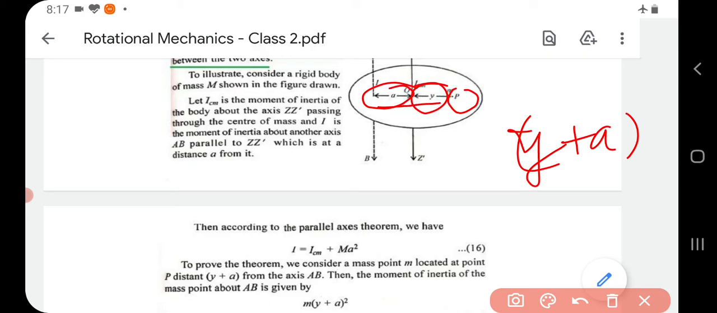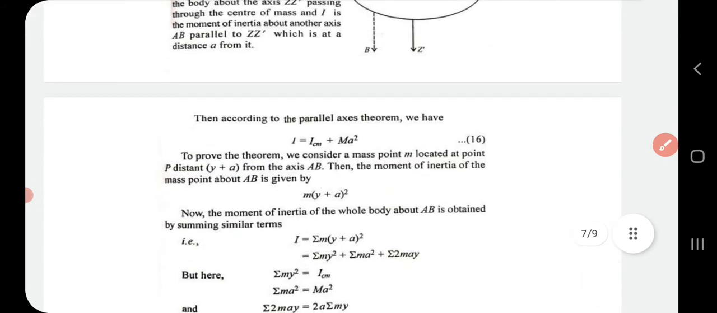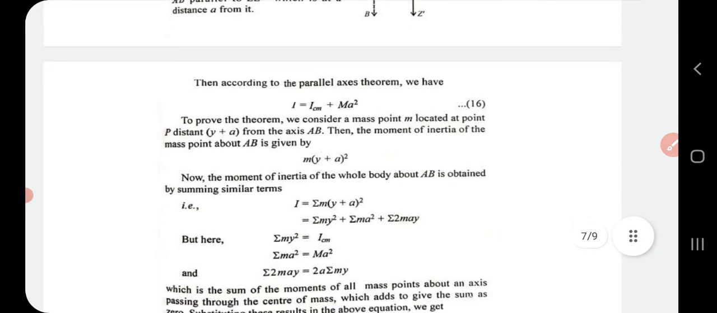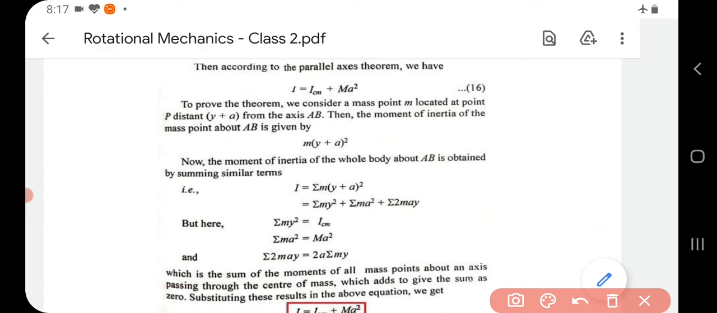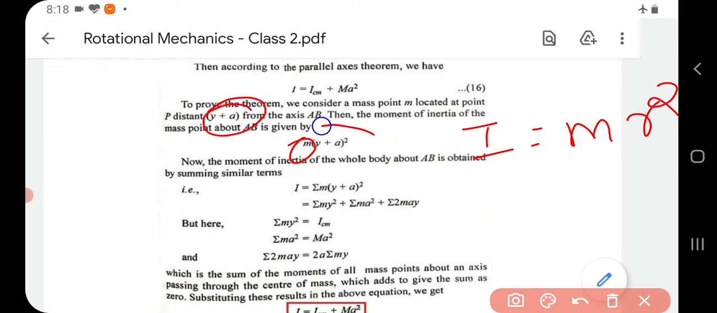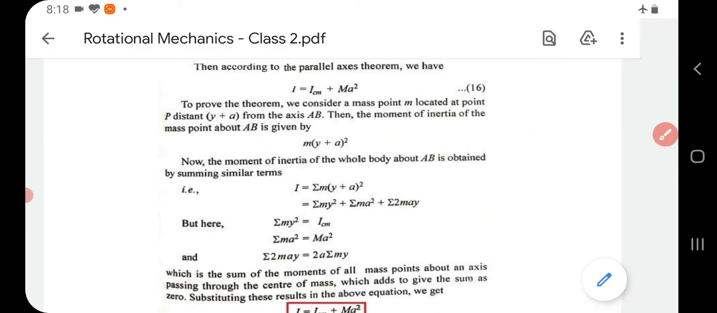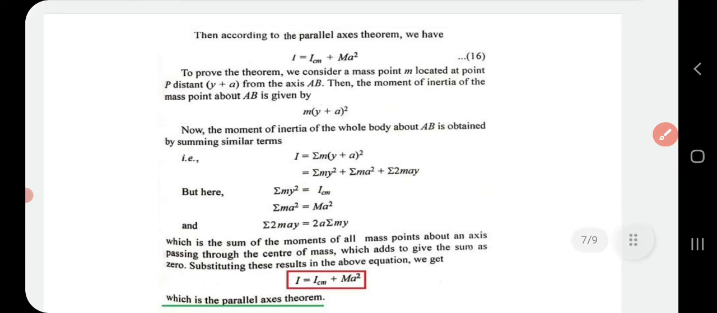So the distance of the point mass m located at the point P from AB will be y plus a. Now what will be the moment of inertia of the point mass about AB? It will be mass into distance square, right? That is the definition for moment of inertia. Mass into distance square. What was its distance? y plus a. So m into (y plus a) square will be the moment of inertia of the point mass that we have considered.